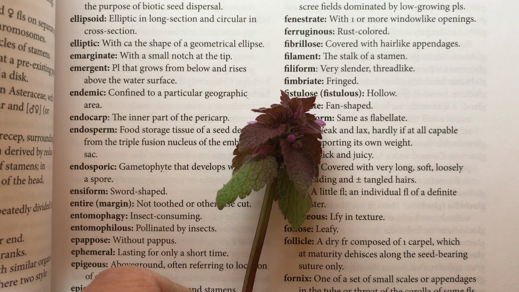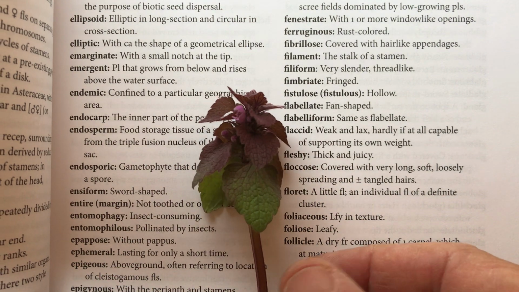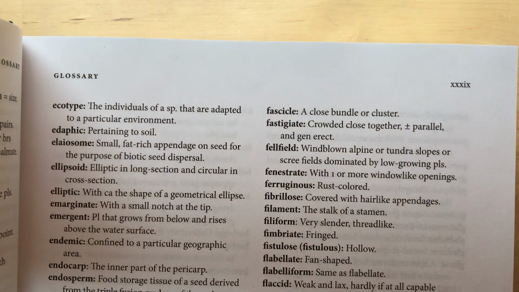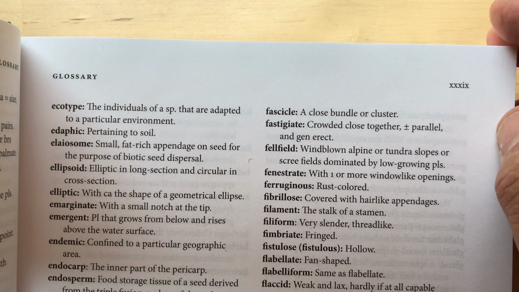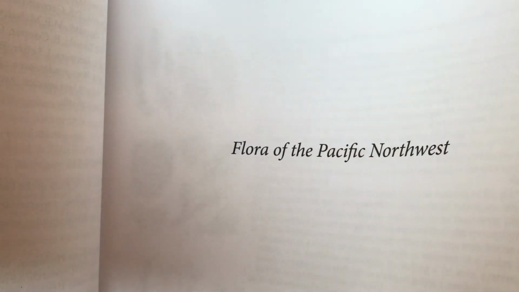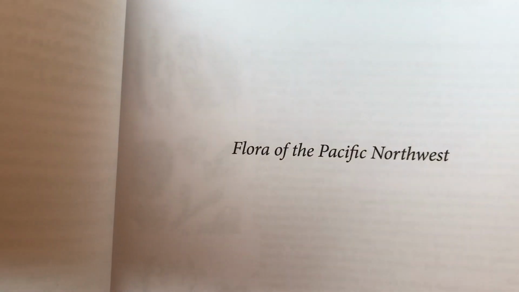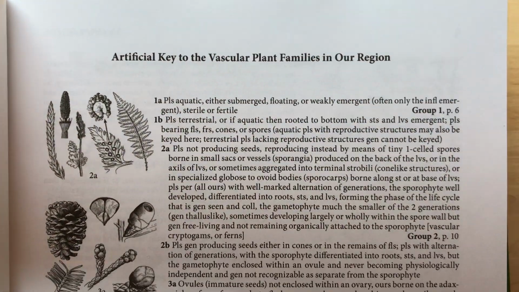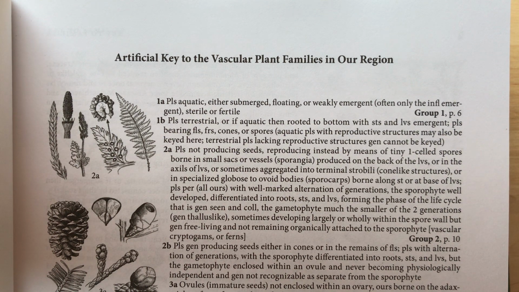Okay, but say we don't know what this plant is and we need to start with the key. The way to use any technical key is to start with the family key, a key to families. I'm flipping pages here. I've gotten to the main entrance. And then after the main title here, so all the introduction material and glossaries are done, I flip to the artificial key to vascular plant families of our region.